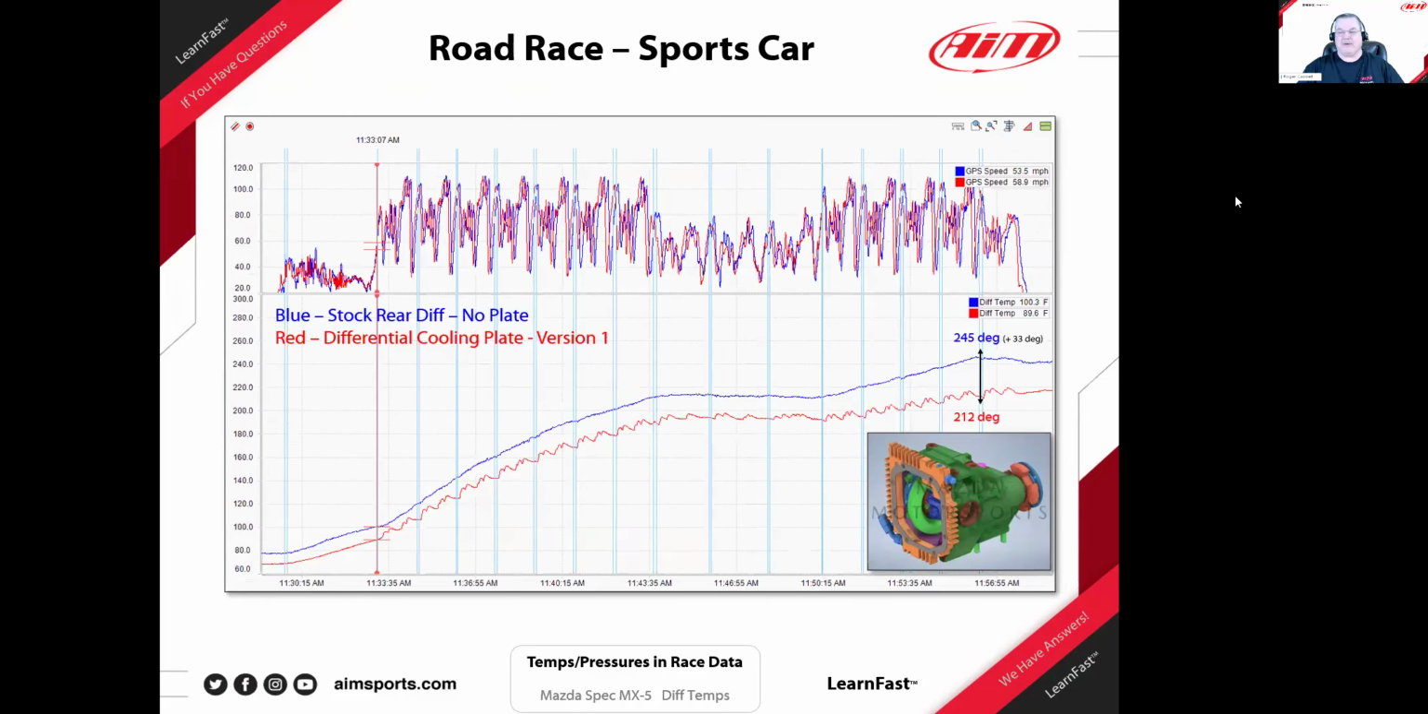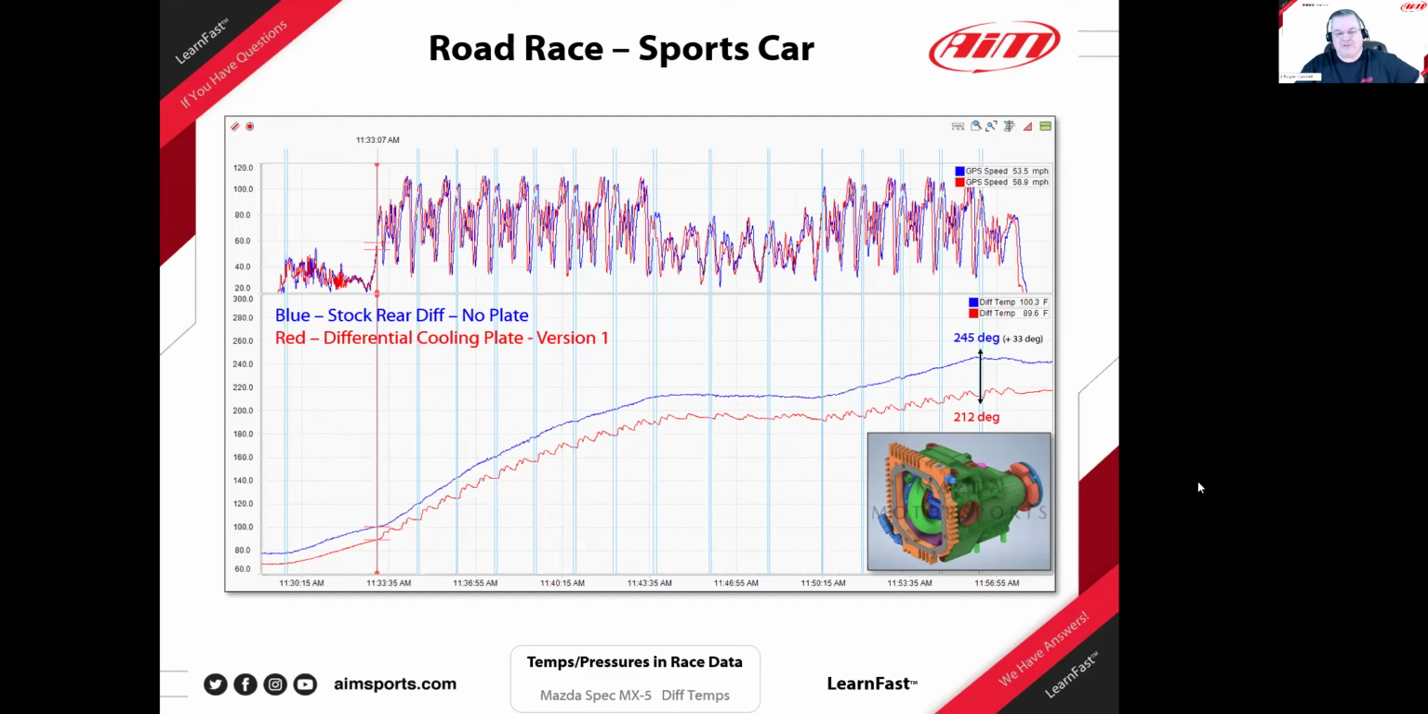The next one I want to talk about is still rear differentials and some temperatures, but this is a couple of different cars, and I got permission to use this data. But the same basic car is the one that we raced back in 2007. Now that same car is being used in the new spec MX5 Cup class.